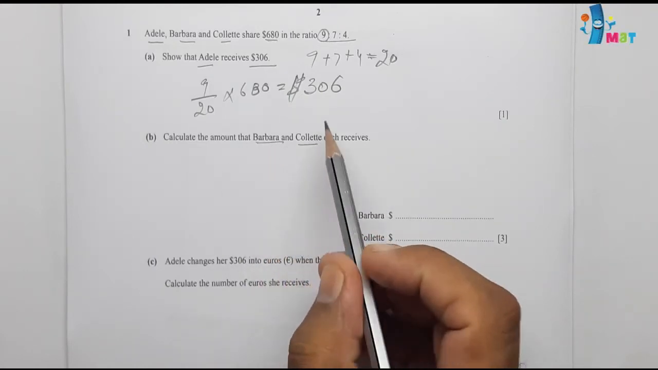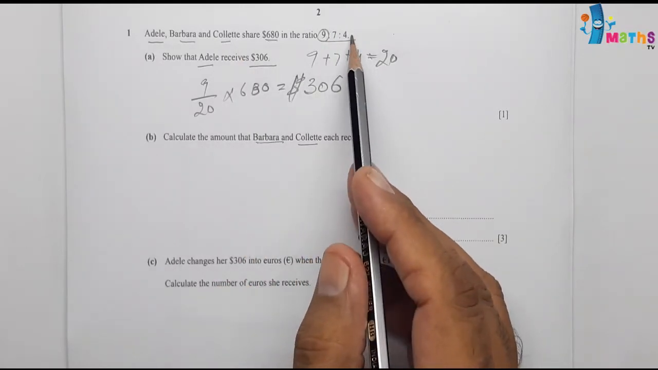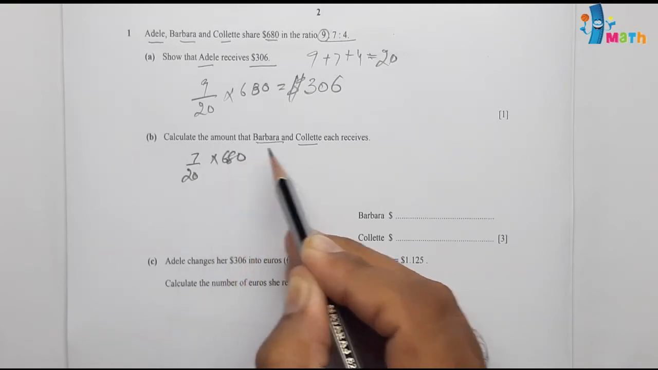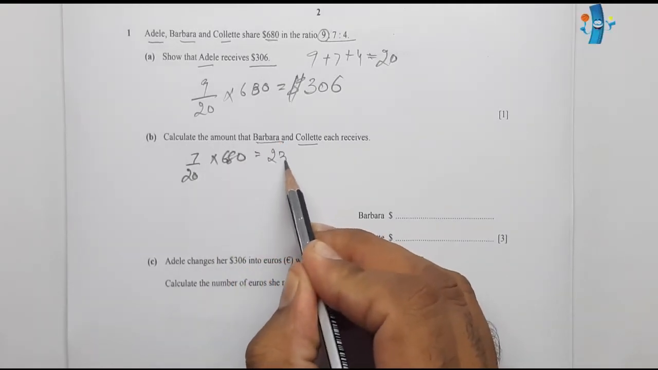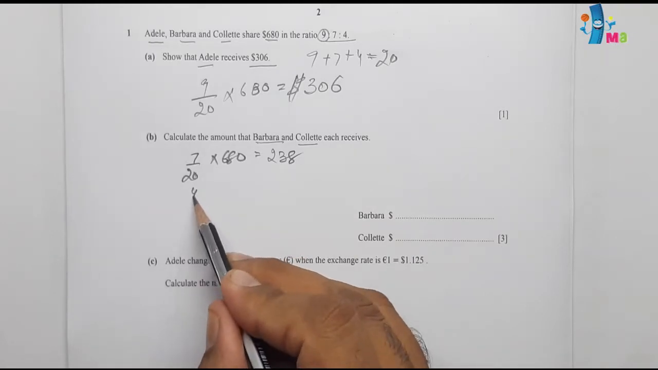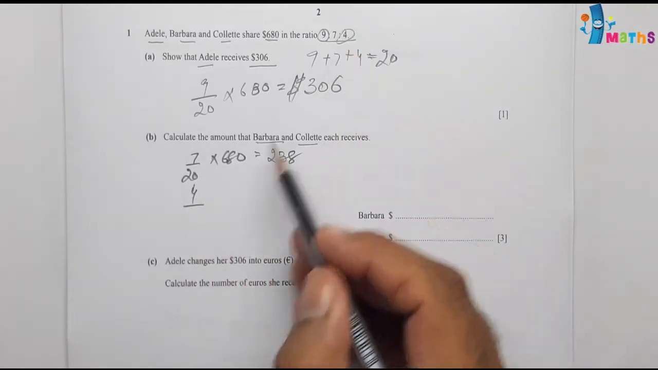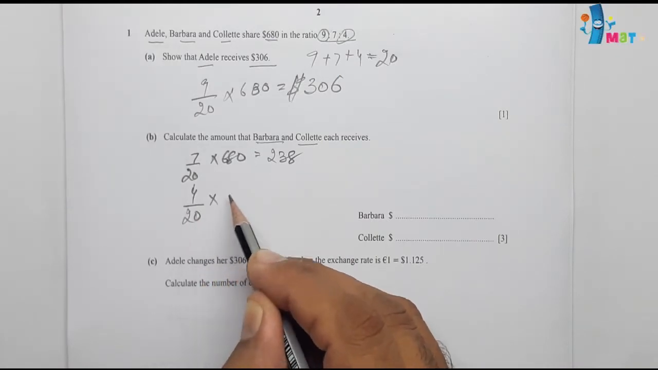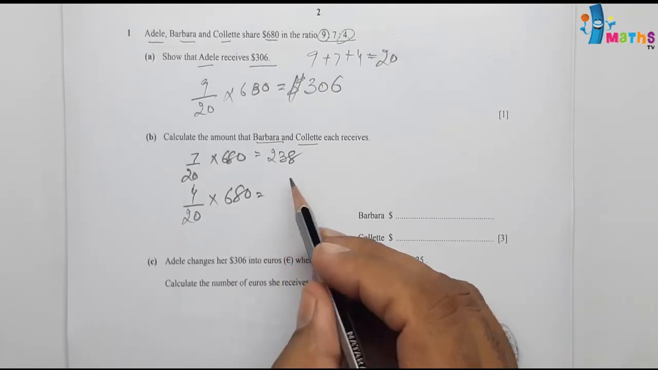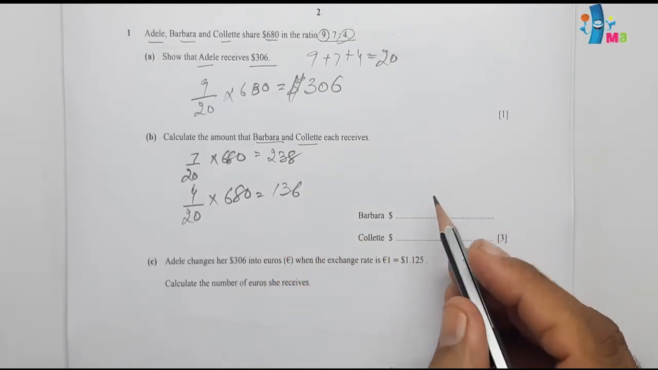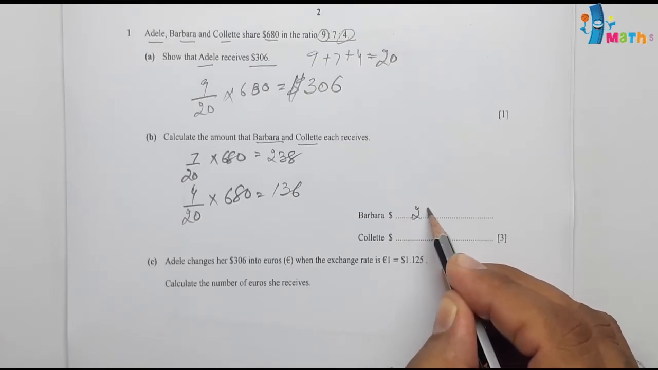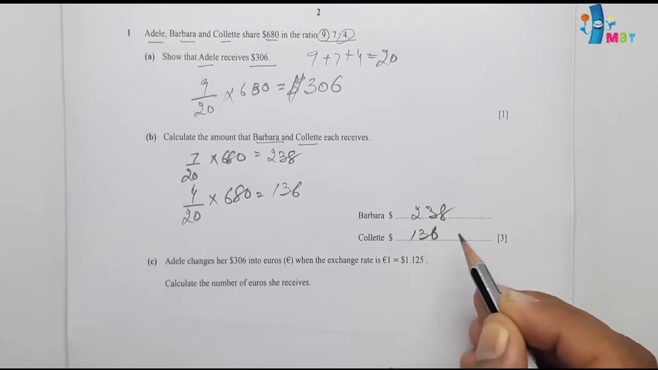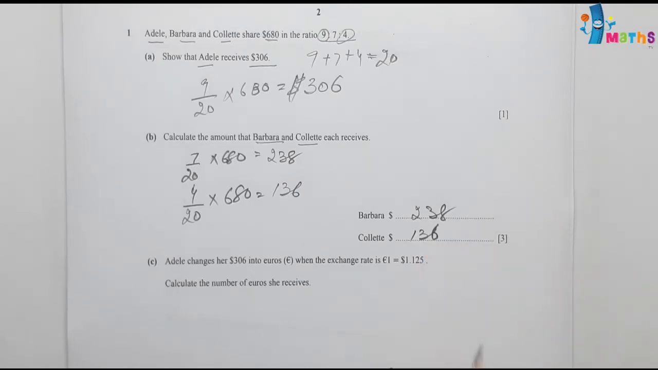B part, calculate the amount that Barbara and Colette receive. So these two are receiving 7 and 4 shares. So 7 by 20 into 680 will be equal to 238, whereas 4 over 20 into 680 will be equal to $136. So the share of Barbara will be 238, whereas the share of Colette will be $136.